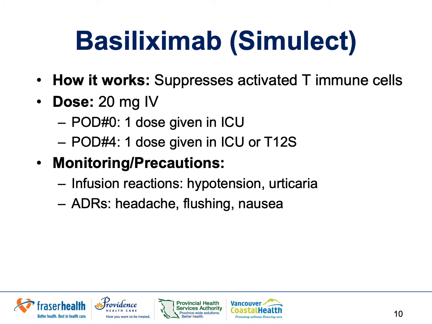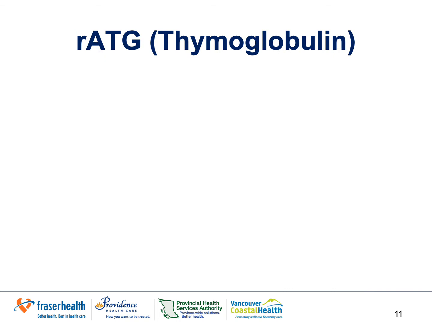In terms of monitoring points, it's important to monitor for infusion reactions such as hypotension or urticaria, and adverse drug reactions include headaches, flushing, and nausea. The flushing is interesting because you would hear patients say they feel hot and cold all of a sudden. But usually it's temporary and it will go away once the infusion is stopped.